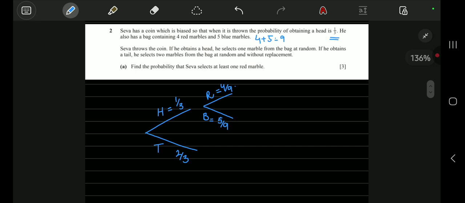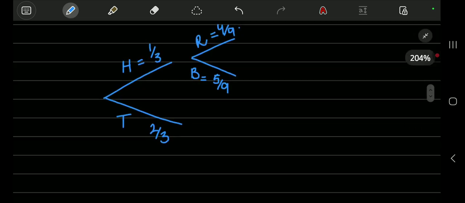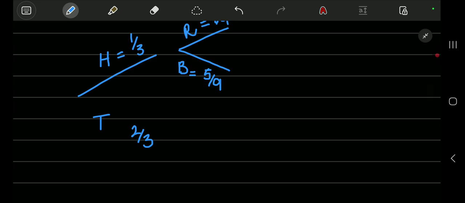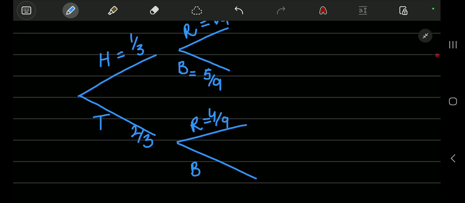Okay, now if Shiva obtains a tail, then he selects 2 marbles without replacement. Without replacement means if he took a marble out of the bag, then it means one less. So if it is red, the probability is 4 over 9 for the first marble, and if it is blue, then the probability is 5 over 9.